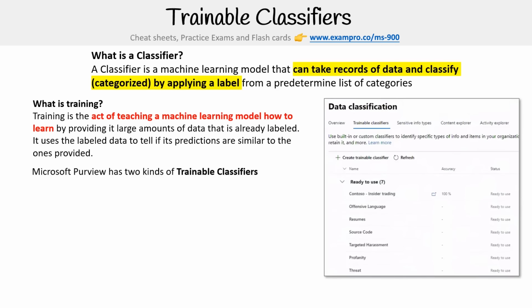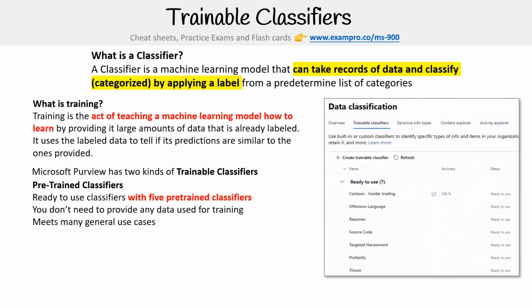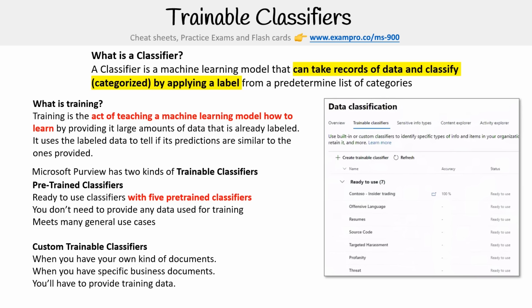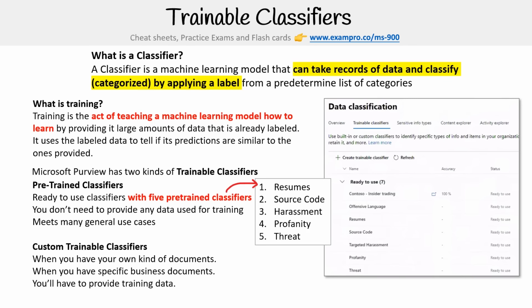So within Microsoft Purview, it has 2 kinds of trainable classifiers. Pre-trained classifiers are ready-to-use classifiers with 5 pre-trained classifiers. We'll talk about those 5 in a moment. You don't need to provide any data used for training, and it meets many general use cases. Then you have custom trainable classifiers. This is when you have your own kind of documents, when you have specific business documents, but you'll have to provide training data. So the 5 pre-trained classifiers are resumes, source code, harassment, profanity, and threat.